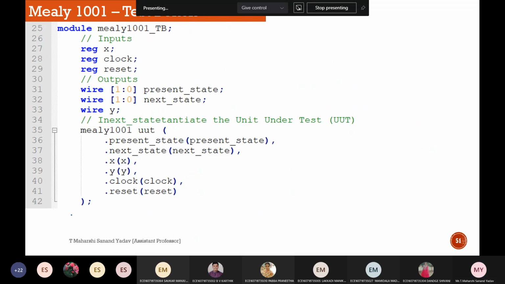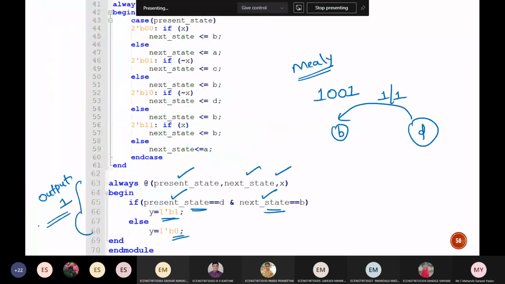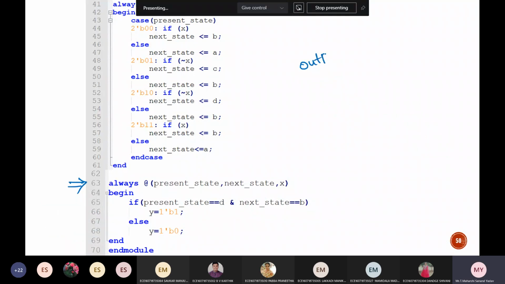Clear with this? Yes, sir. So here this one, sir, is to indicate the output. 63 lines, sir. Line number 63. Okay.